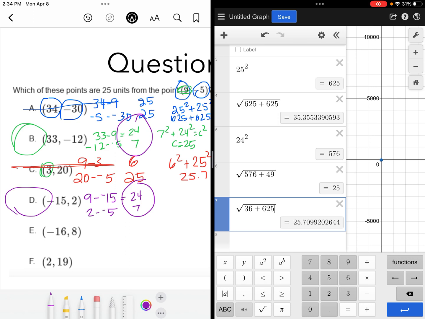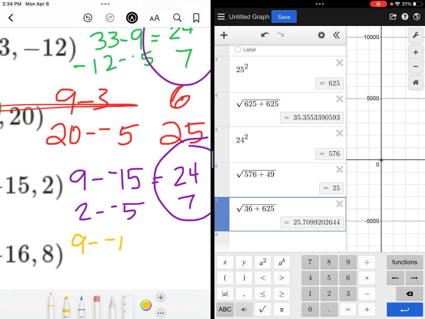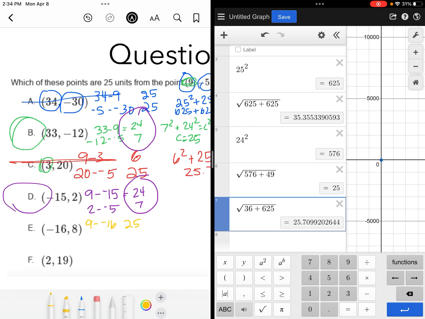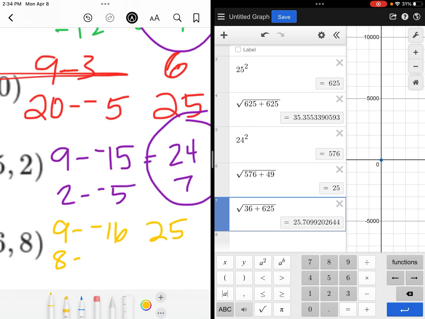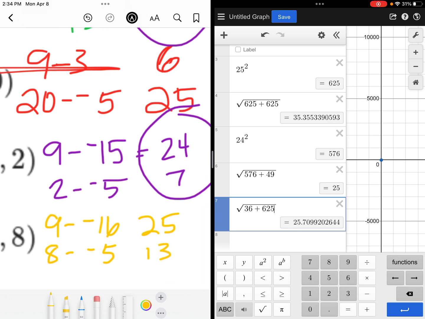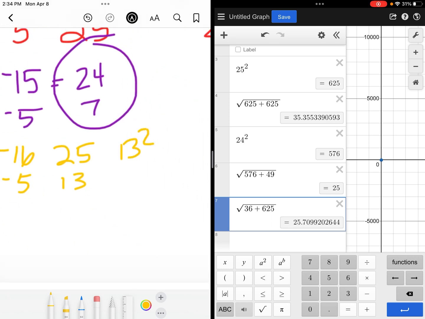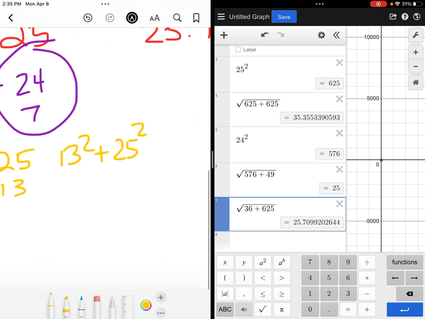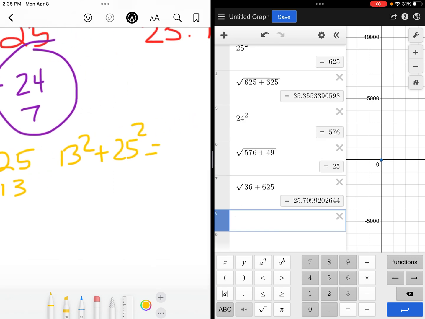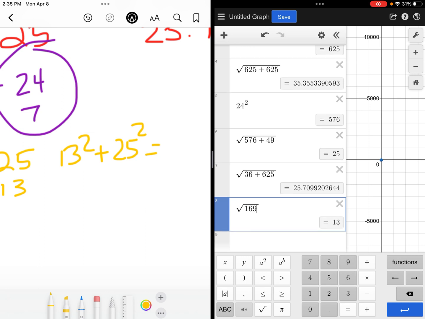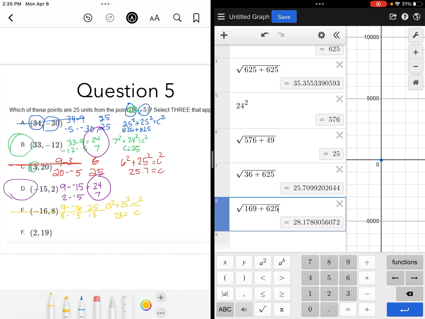Okay, 9 minus negative 16, I get 25. And 8 minus negative 5, I get 13. So 13 squared plus 25 squared equals, so that's 169 plus 625, and I get C equals 28. So that one's not going to work.